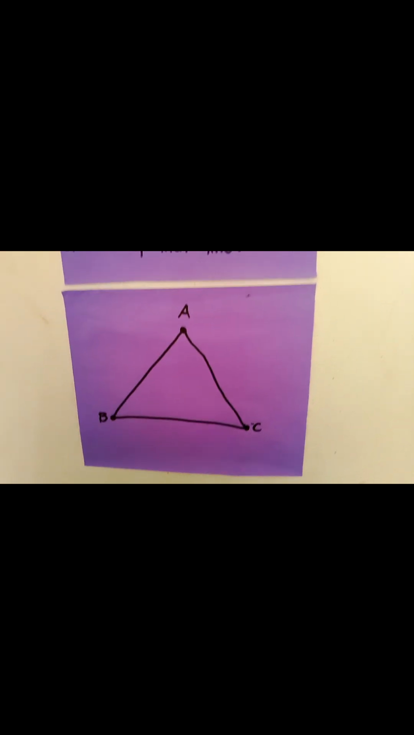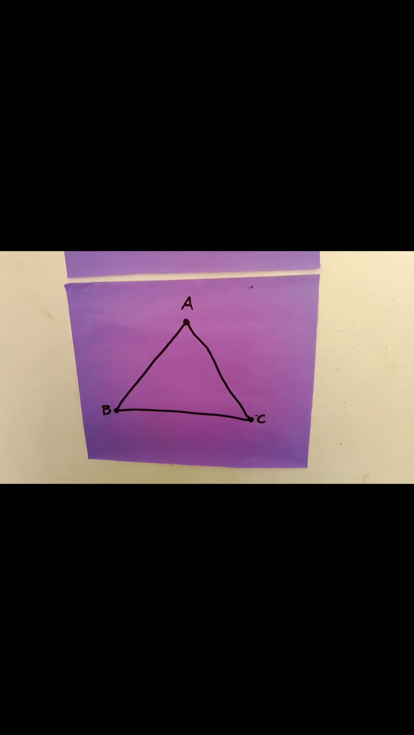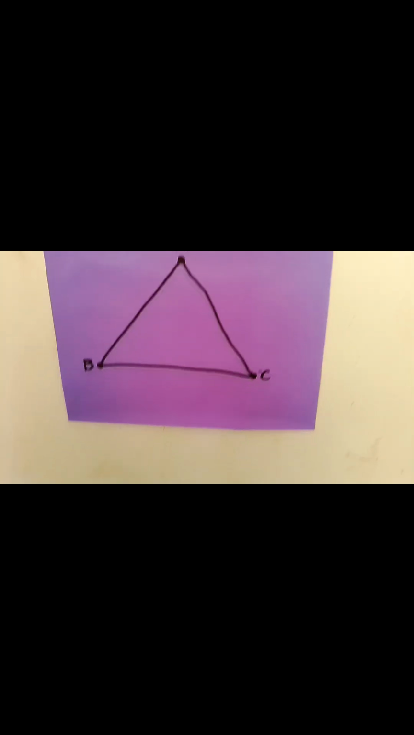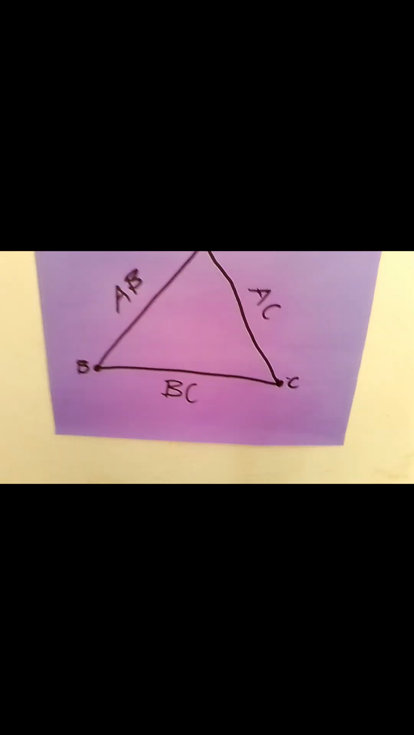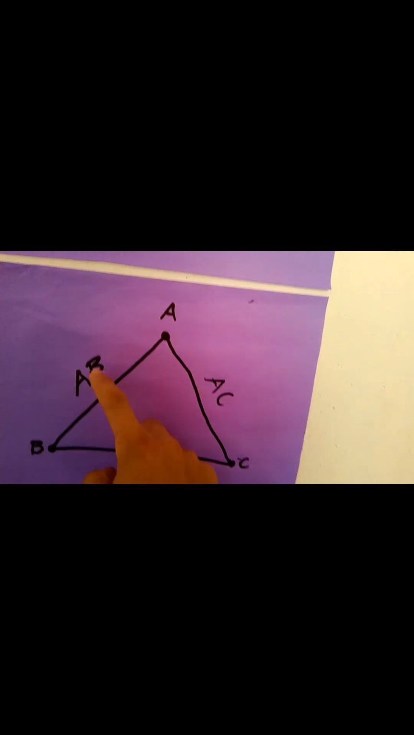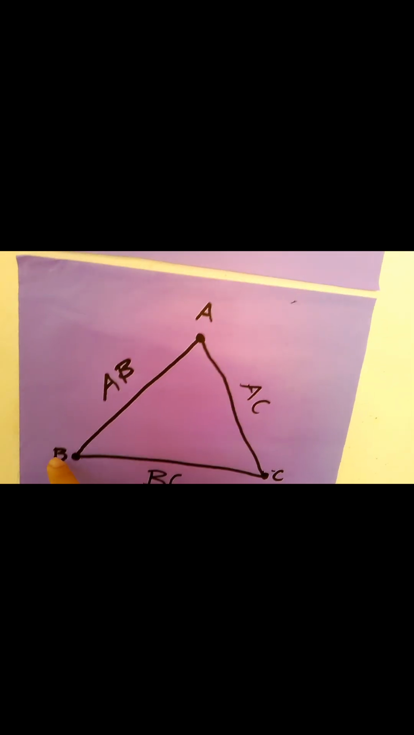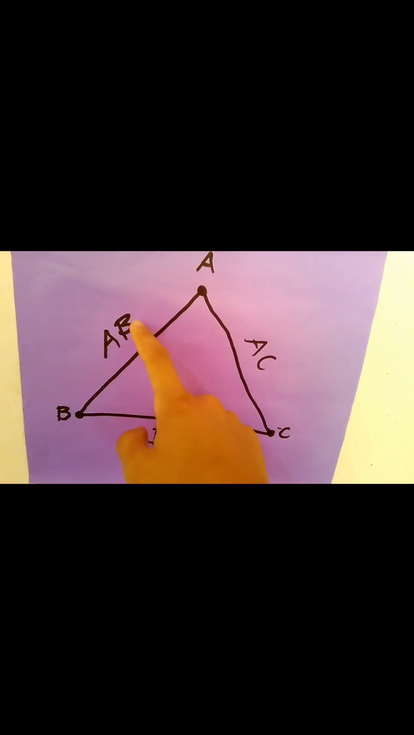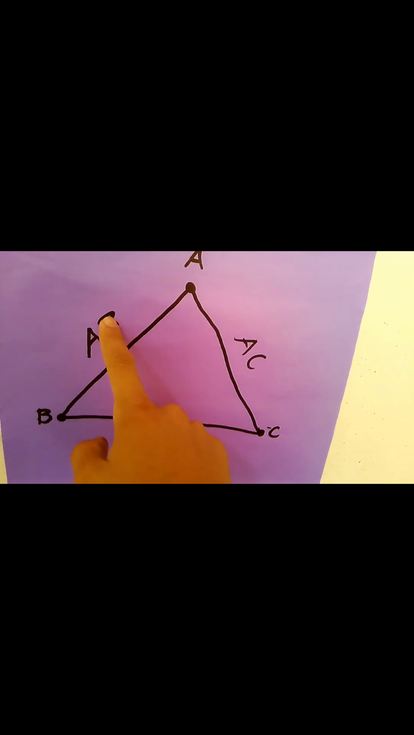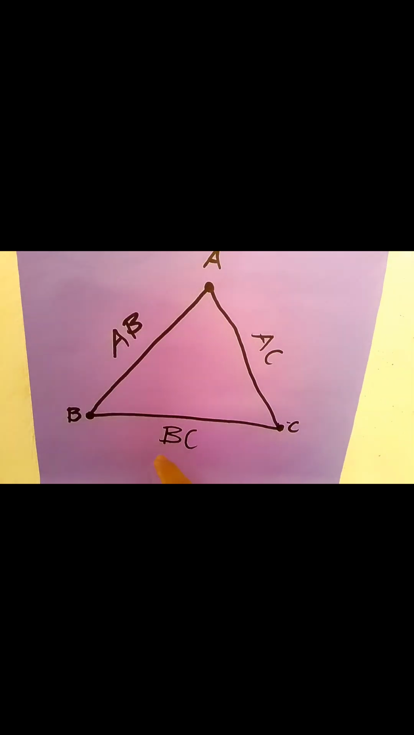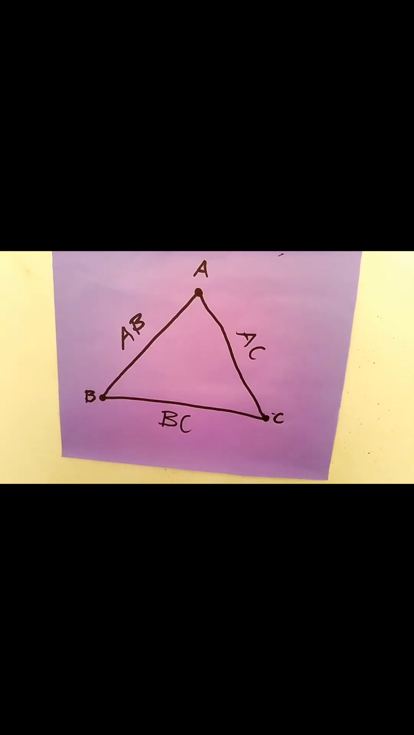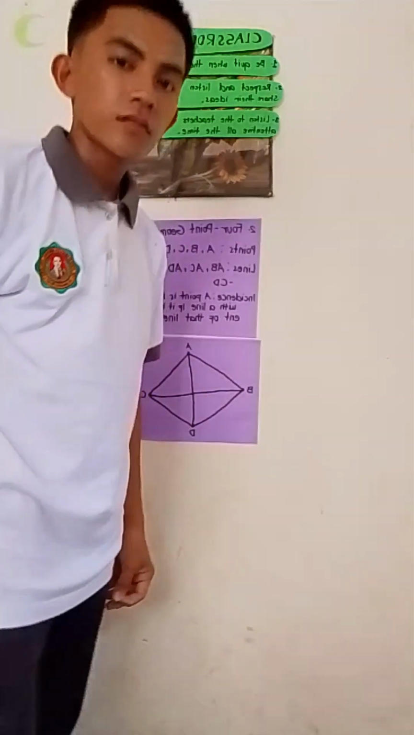So for example, as you can see, there are only 3 points. So as you can see, these are the points and a line. So A to B, A to C, and B to C. That is what we call the line.